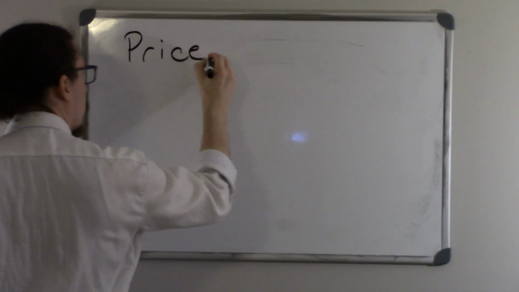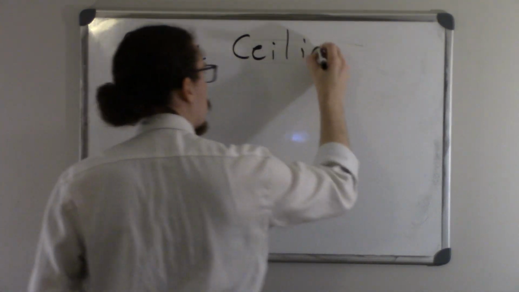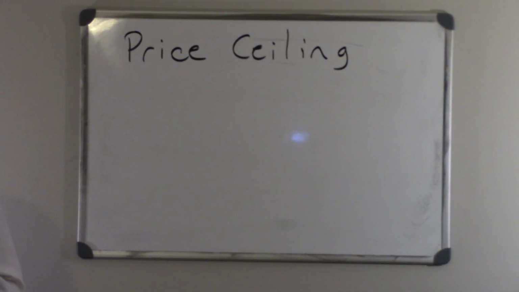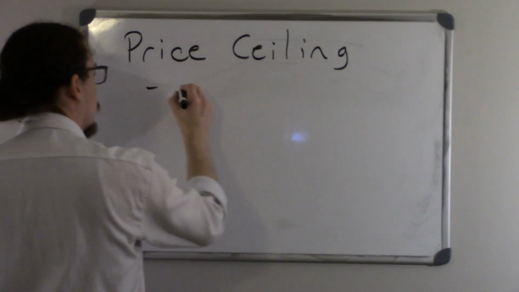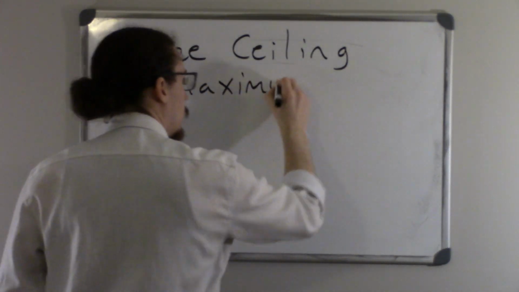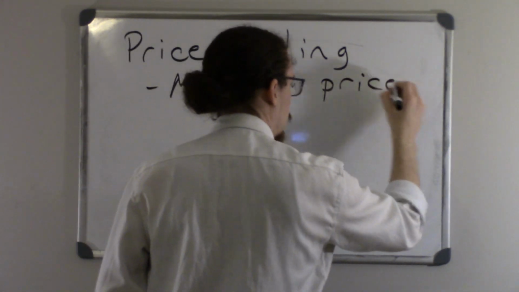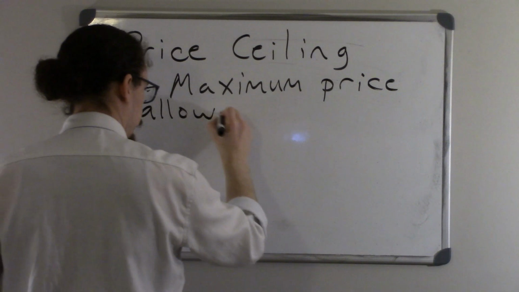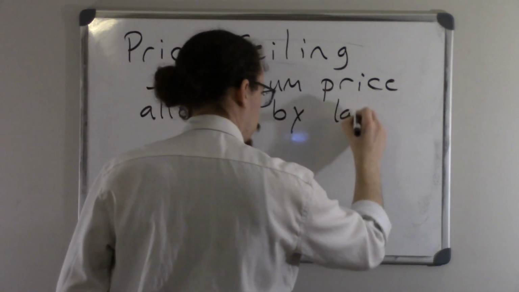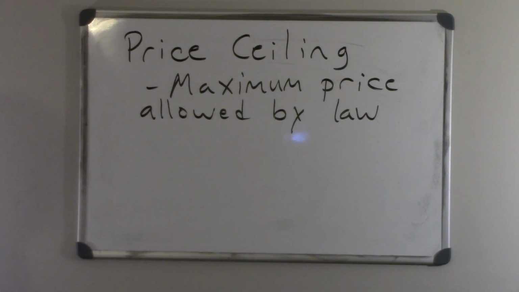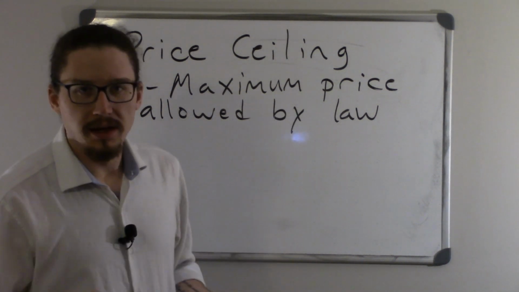Now there are two types of price controls that we're going to be talking about, and we're going to go ahead and put those up here. The first one is a price ceiling. A price ceiling is the maximum price allowed by law. So if a consumer or a producer tries to receive or give a higher price than the price ceiling, that is illegal.